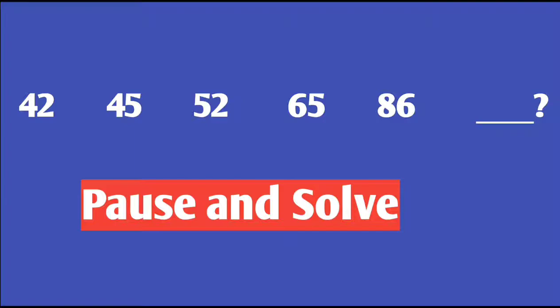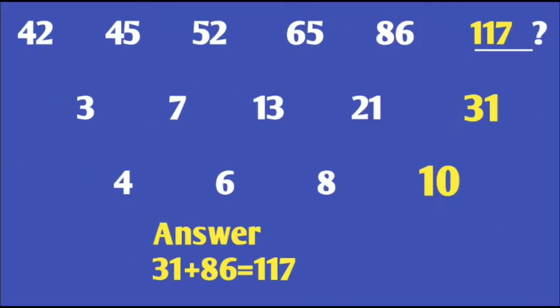Guys, you can pause and try it yourself before I reveal the answers. The difference between 45 and 42 is 3. The difference between 52 and 45 is 7. The difference between 65 and 52 is 13. The difference between 86 and 65 is 21.